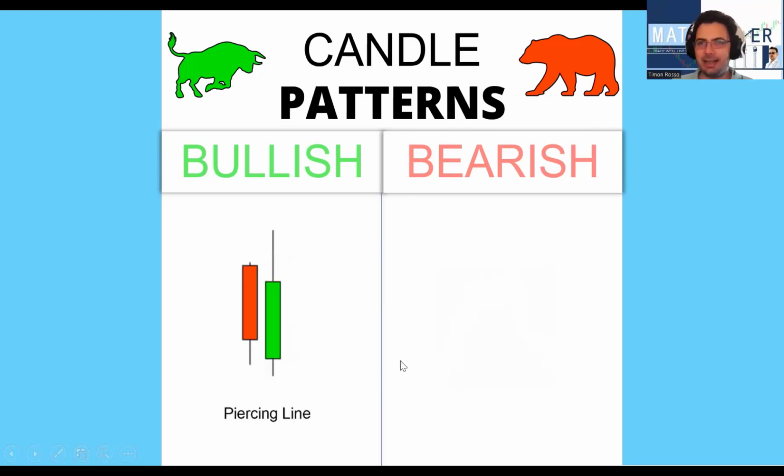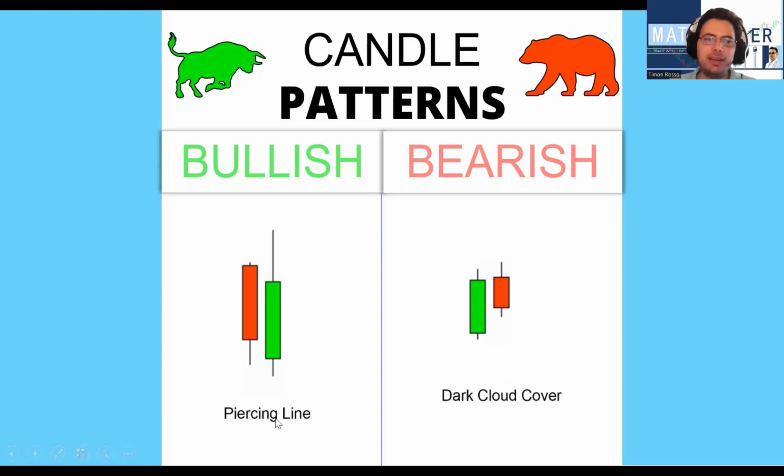Then we have the piercing line and the dark cloud cover. These are awesome terms, by the way. Piercing line, dark cloud cover. And yet they are the most laborious and boring candlestick patterns in the whole of candlestick charting.